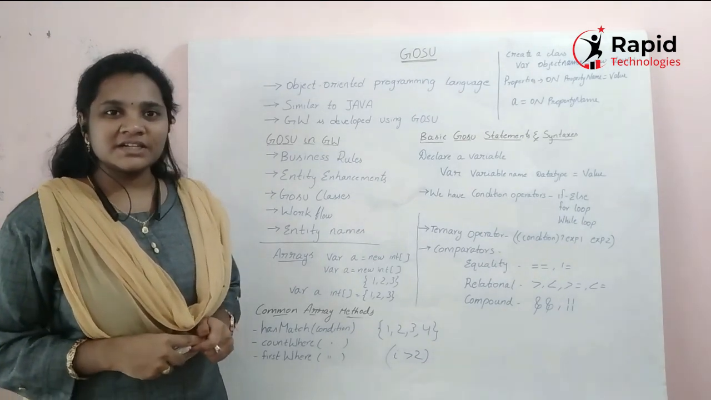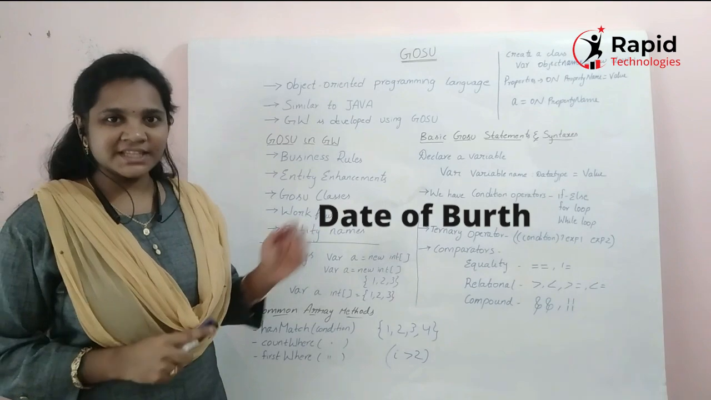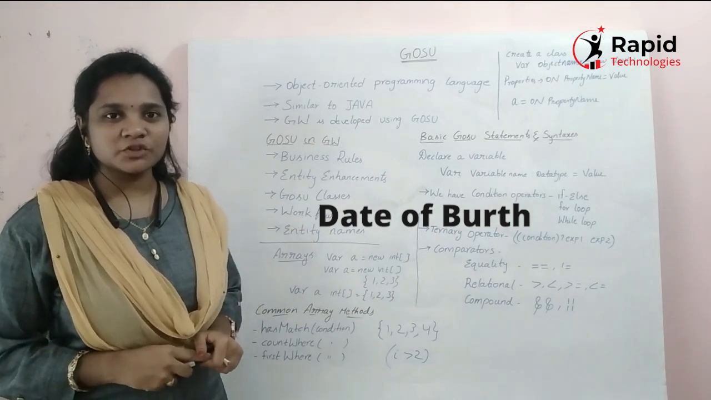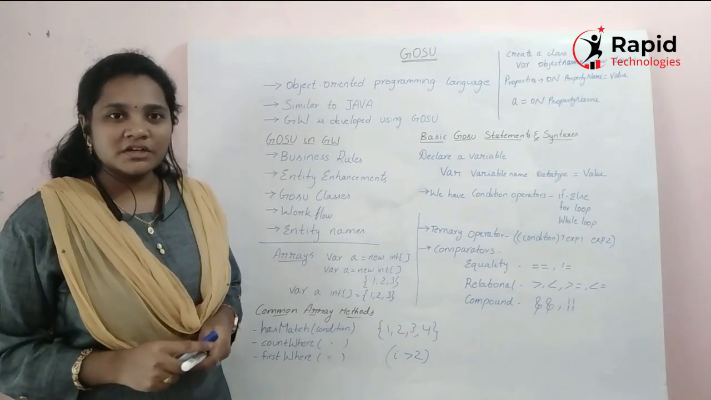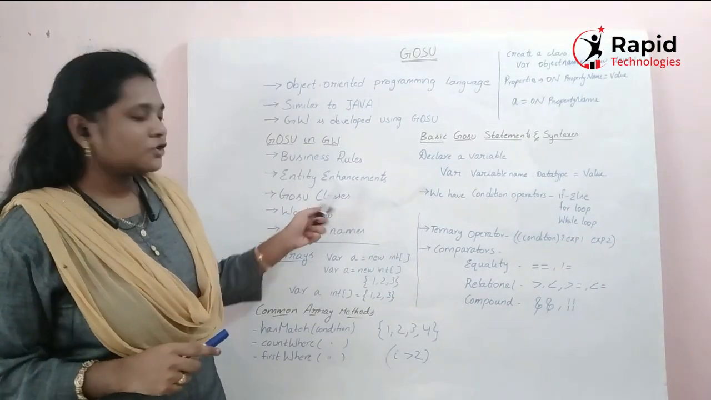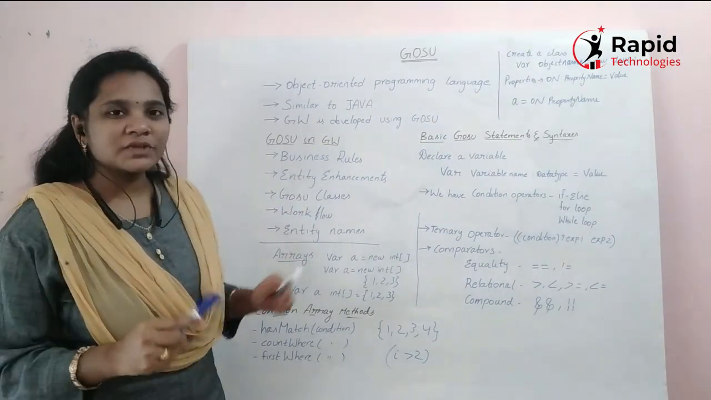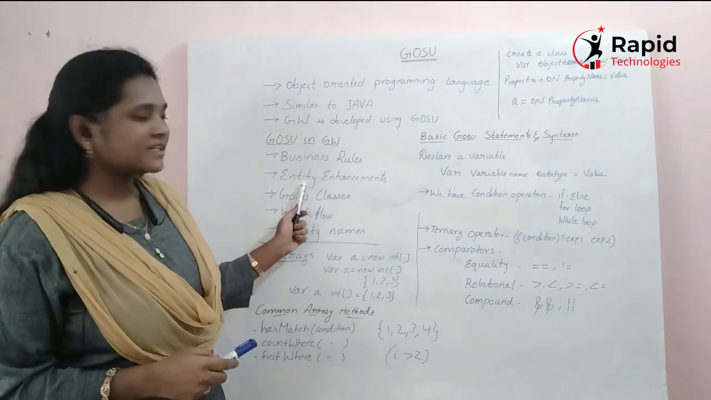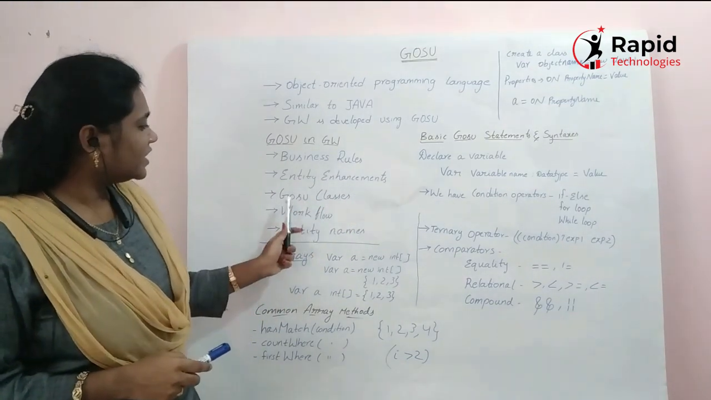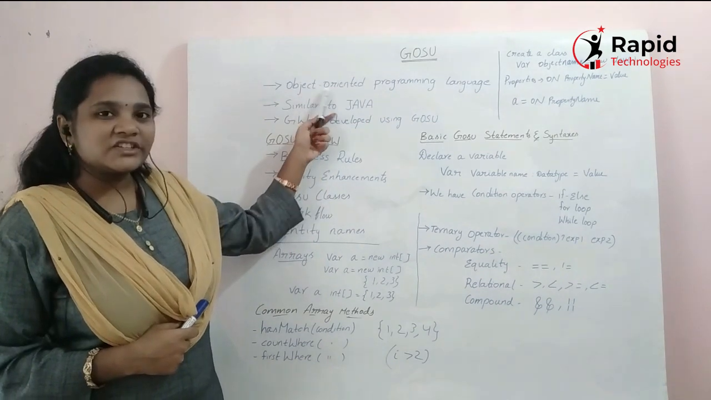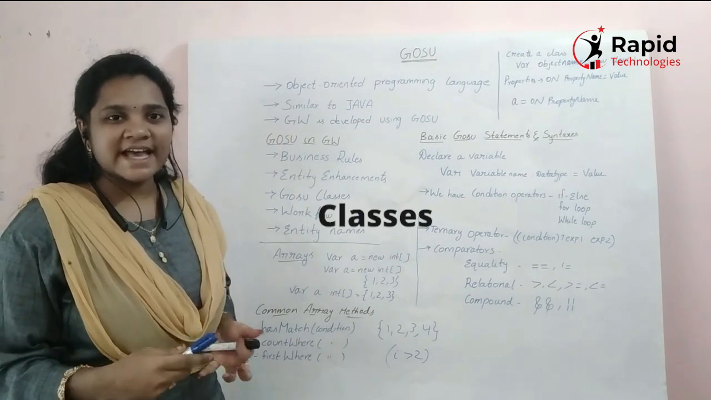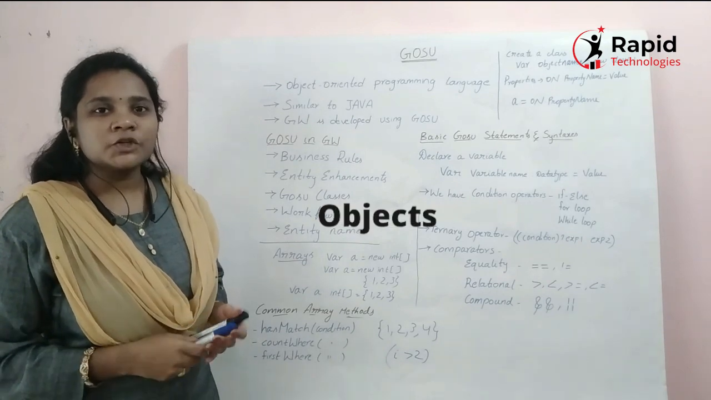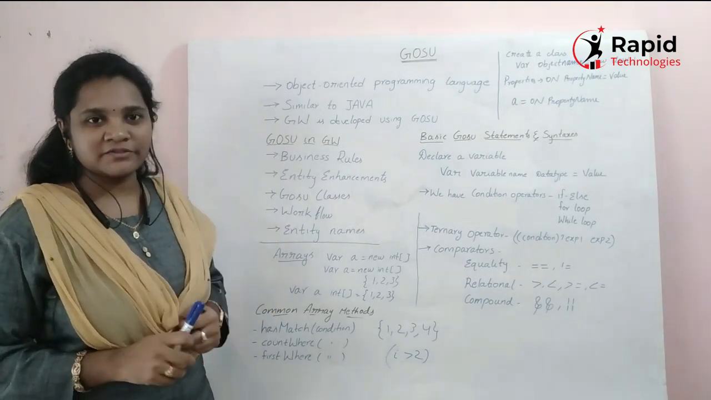We have a field named date of birth in the entity. So using that date of birth we have to calculate the age. So here we are writing a code to improve the functionality, to improve the property, like to improve the age property of the entity. That is nothing but entity enhancement. Gosu classes: as I have mentioned before, it is an object-oriented program. Here we can create classes and objects to improve the functionality of the whole Guidewire product.